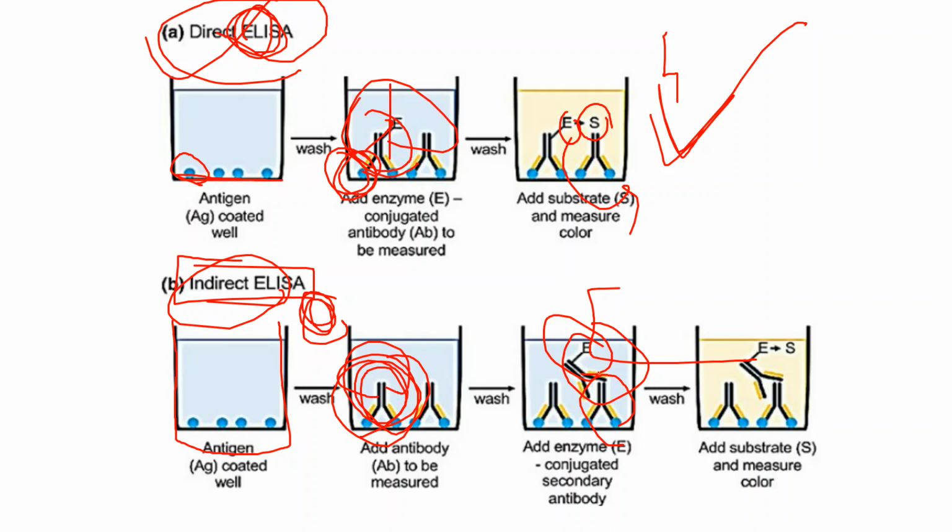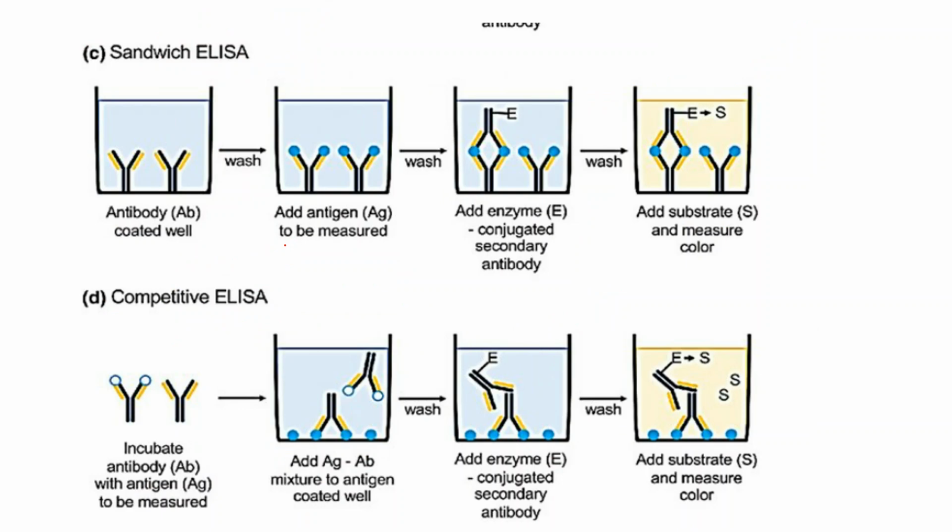So there are two types of antibody, and the second antibody, which converts into the colored product, comes at the second position, right? So that's why we call it indirect ELISA.